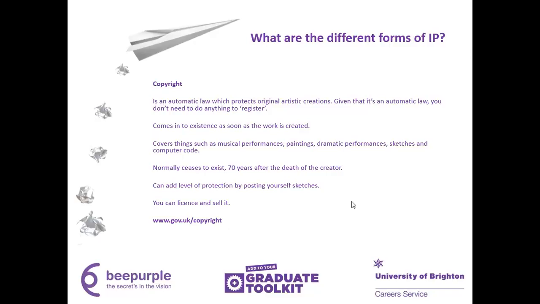And when does it end? Normally 70 years after the death of the person that created it. So you don't have to register it, but what you can do to add a bit of protection is, let's say you've created a bit of computer code. Once you've created it, print it out, post it to yourself by recorded delivery, never open the envelope, and just put a note on there to say what you created. And that's something that you could use in court as evidence that you were the person that created it, if it ever got to that.